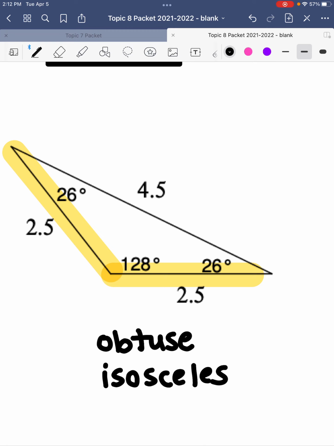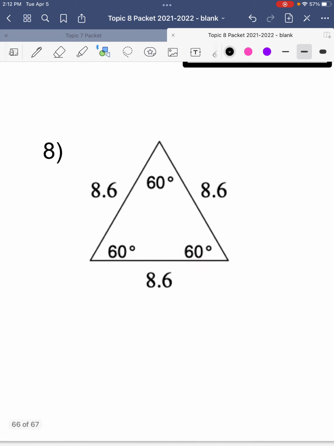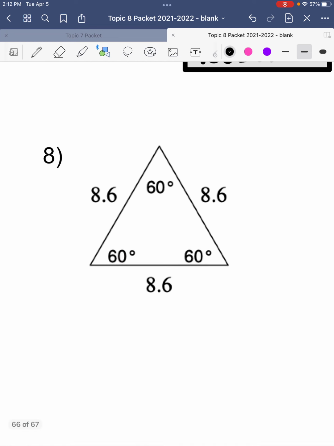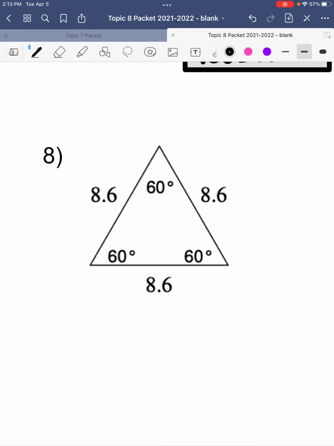So this triangle is obtuse isosceles. Okay, let's look at our last one here. What I notice right off the bat are my angles: 60 degrees, 60 degrees, 60 degrees. They're all the same, but they're all less than 90 degrees. So when we have a triangle where all of the angles are less than 90 degrees, we call that acute.